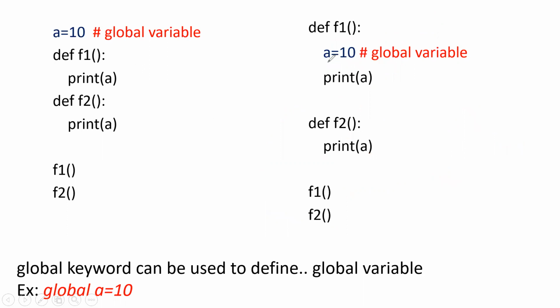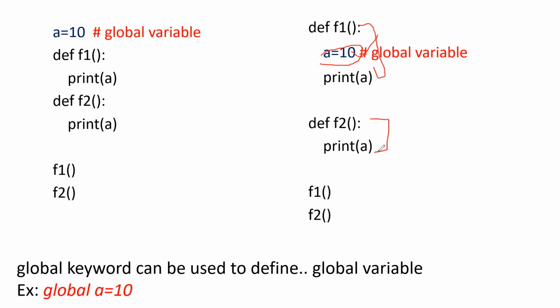If I want to make this one, simply I can keep global. Now it becomes a global variable, so that it can be accessed by this function also. A global variable is used by every function, but a local variable is used by only one function, that is where it is declared. Here a is 10. So this function only uses this value.